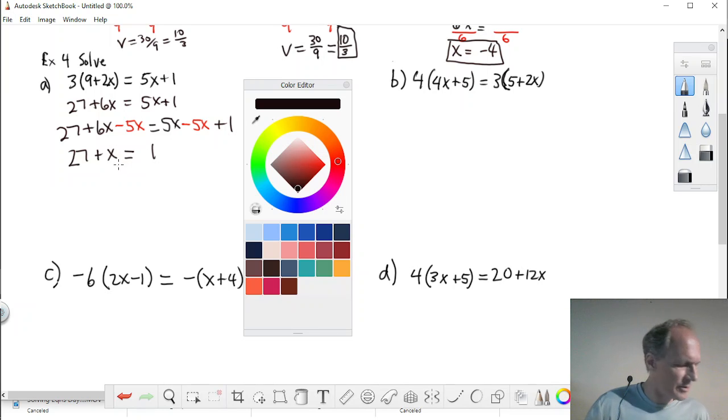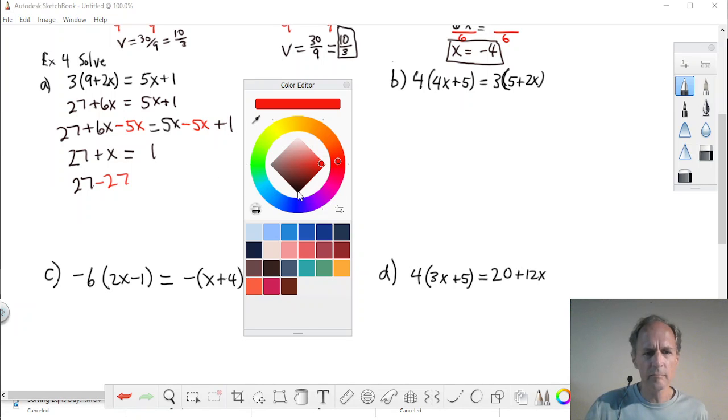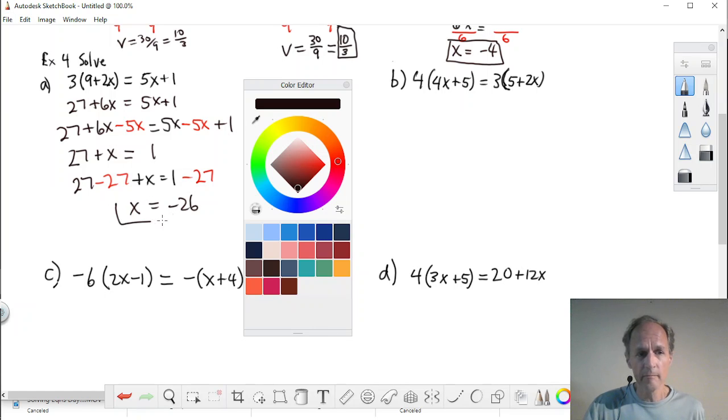Okay, so now we're going to subtract 27 from both sides, right? 27 minus 27. This will get the x by itself. Plus x equals 1 minus 27. So that means 27 minus 27 is 0, just like we were intending. Leaves just x on that side, leaves negative 26 over there. We're done.